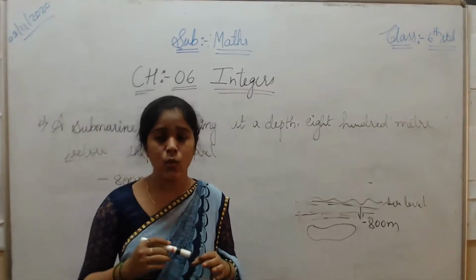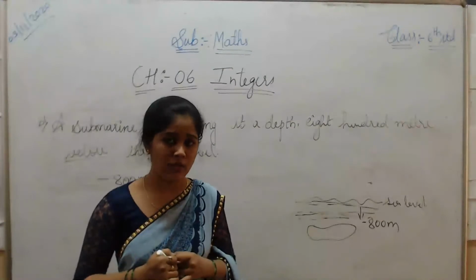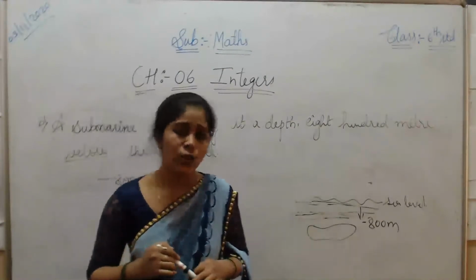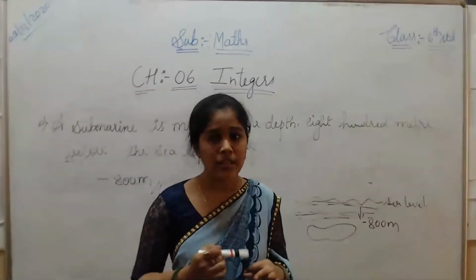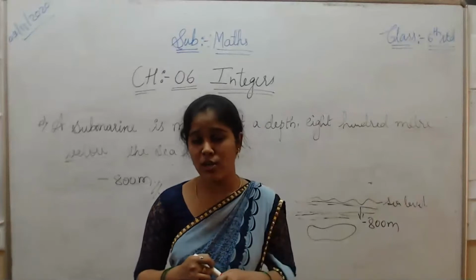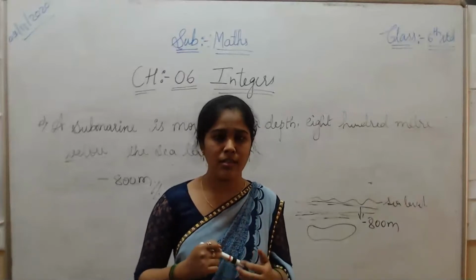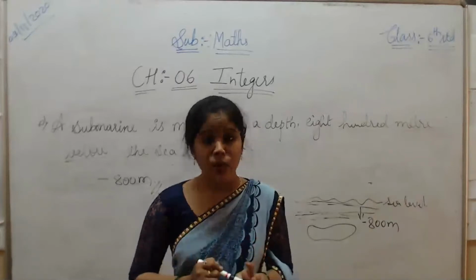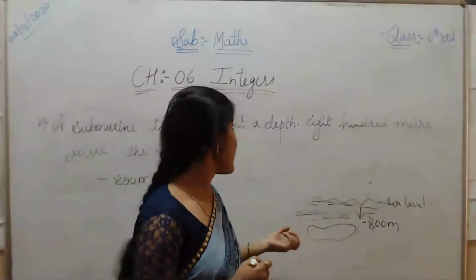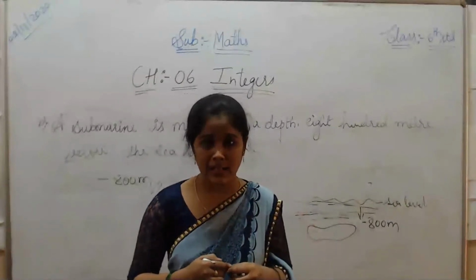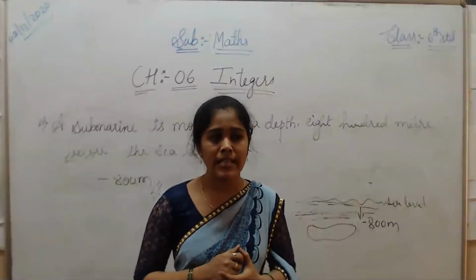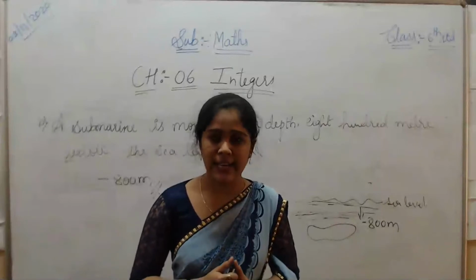What have we discussed in this class? Integers, whole numbers, natural numbers. Counting numbers are called natural numbers, and whole numbers are counting numbers with 0. The whole numbers start from 0: 0, 1, 2, 3, and the smallest whole number is 0. Whole numbers with positive and negative signs are called integers. So our sixth chapter is all about integers. We'll meet in the next class. Thank you.